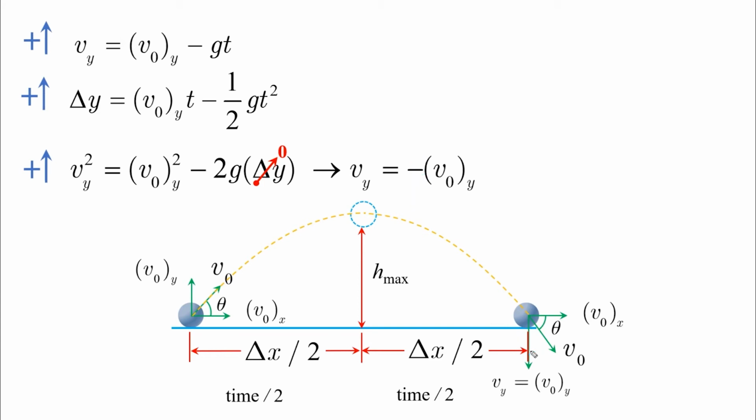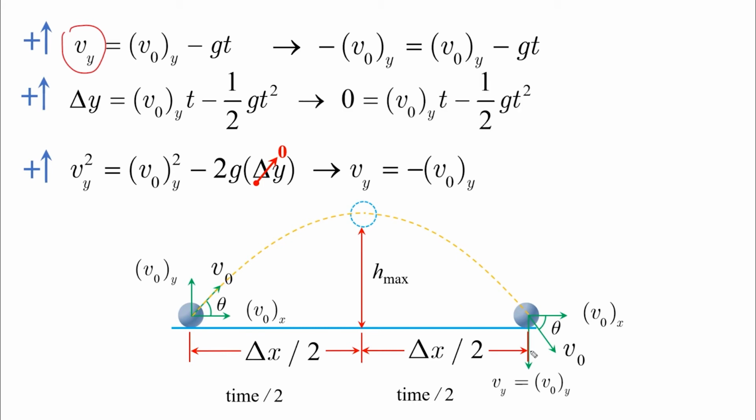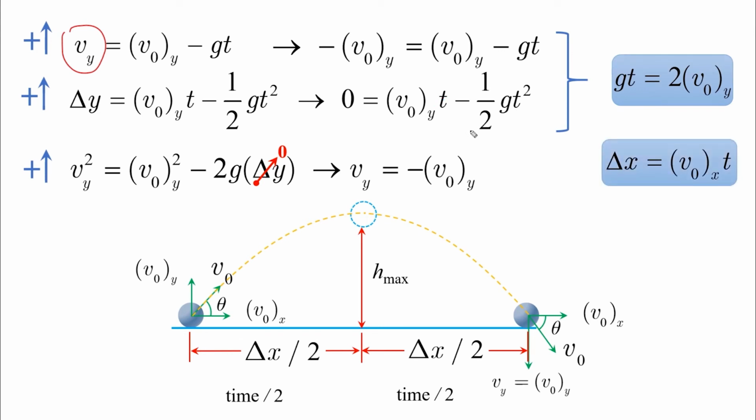So by going to the first equation and using negative Vy naught instead of Vy, and using delta y equals 0 in the second equation, we end up with two equations. But if you look carefully at both equations, they are exactly the same, and they both result in this simple formula in the y direction, which you can combine with this formula in x and solve any symmetrical projectile problem.